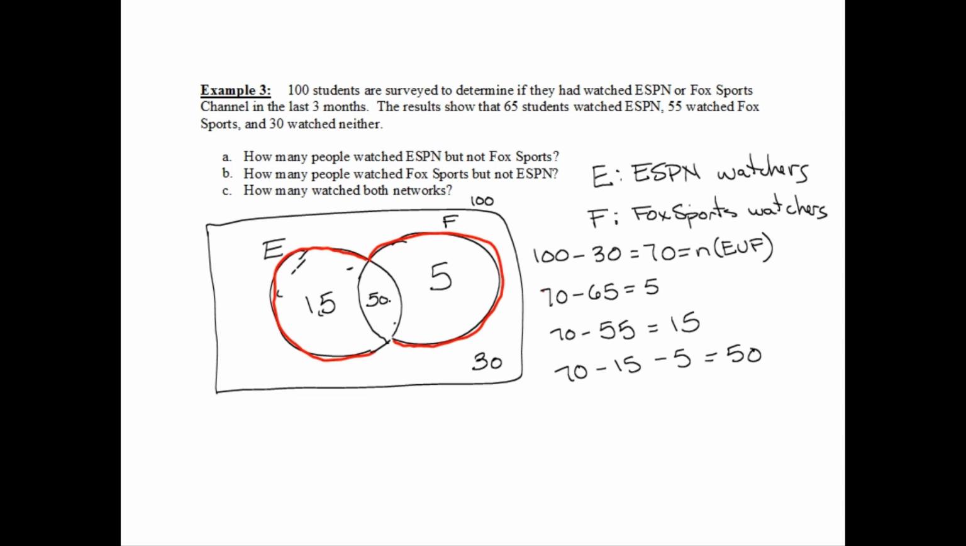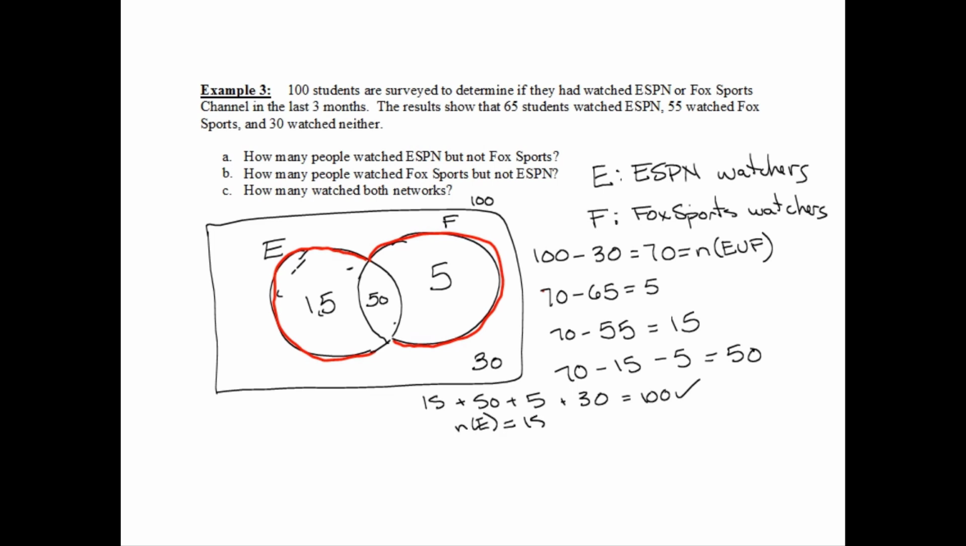Now, before you start answering the questions, check your Venn diagram against the words of the original problem. First of all, check that we have 100 students. Okay, we have 15 plus 50 plus 5 plus 30. We're just trying to make sure everything matches up. That's 65, and 5 is 70, plus 30 is 100. Okay, so that's good.